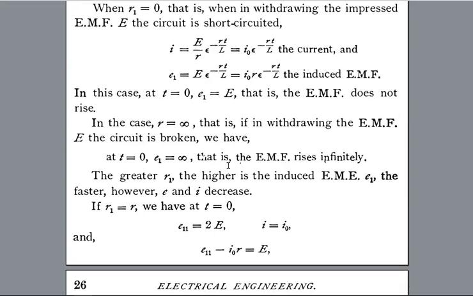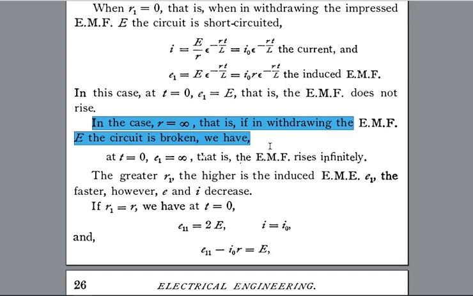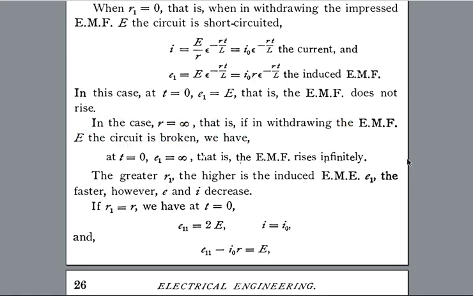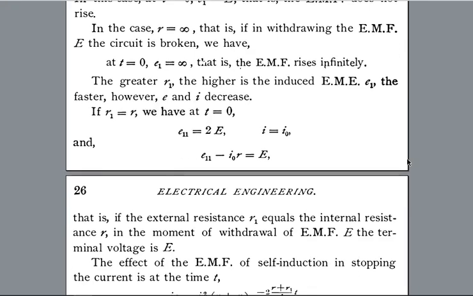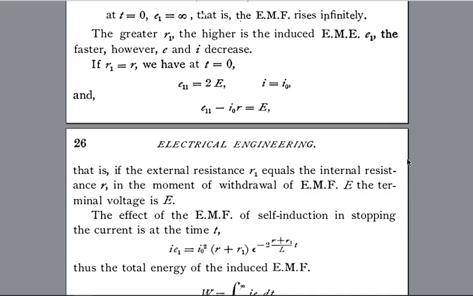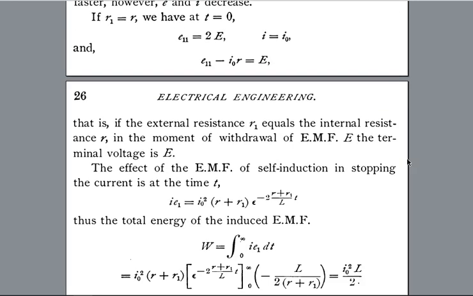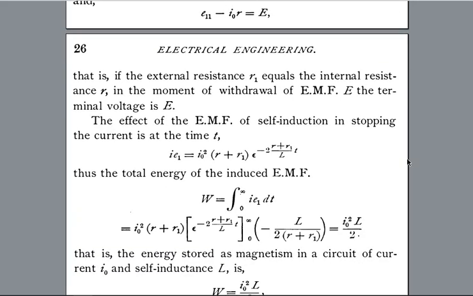In the case R1 equals infinity, that is, if in withdrawing the electromotive force E the circuit is broken, we have at t equals 0, E1 equals infinity, that is, the electromotive force rises infinitely. The greater R1, the higher is the induced electromotive force E1, the faster, however, E and I decrease. If R1 equals R, we have at t equals 0, E1 equals 2E, and the terminal voltage at the moment of withdrawal equals E.